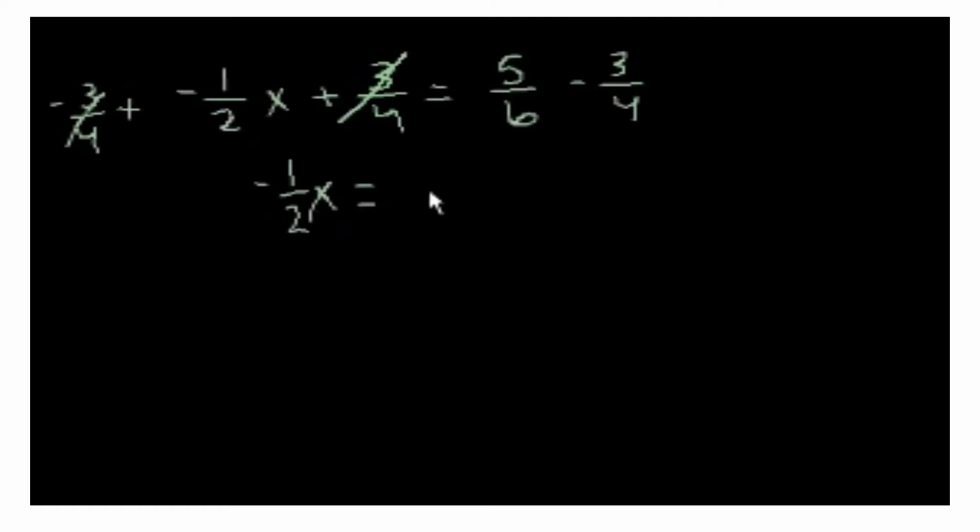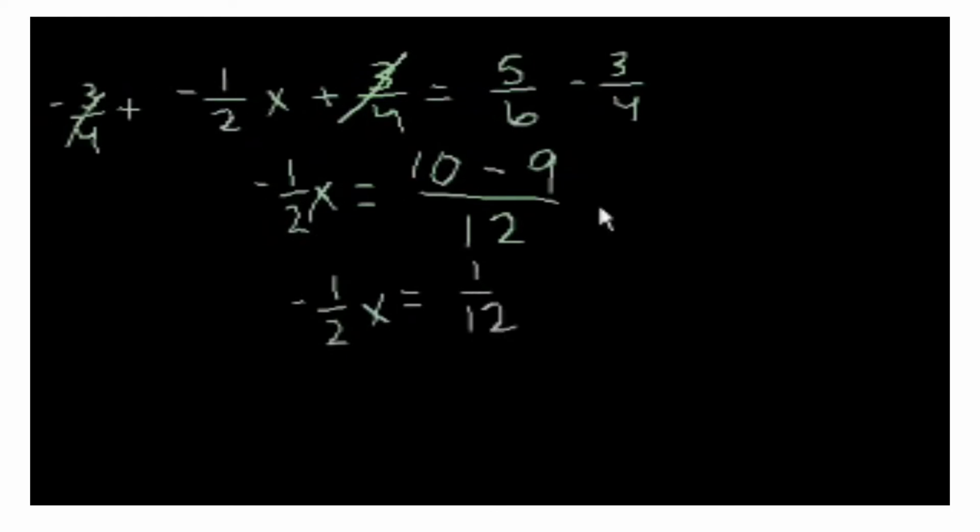and then on the right-hand side, we have to do this fraction addition or fraction subtraction. So the least common multiple of 6 and 4 is 12. So 5 over 6 is 10 over 12, minus 3 over 4 is 9 over 12. So we get minus 1/2 x is equal to 1/12. Hopefully I didn't make a mistake over here. And if that step confused you, I went a little fast, you might just want to review the addition and subtraction of fractions. So going back to where we were.